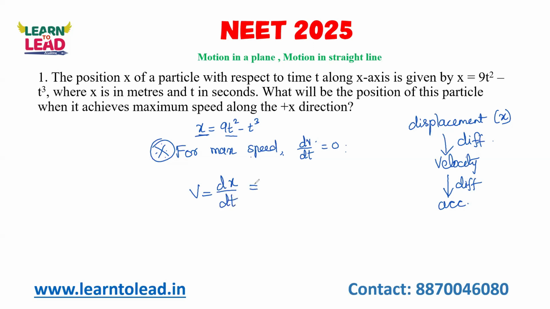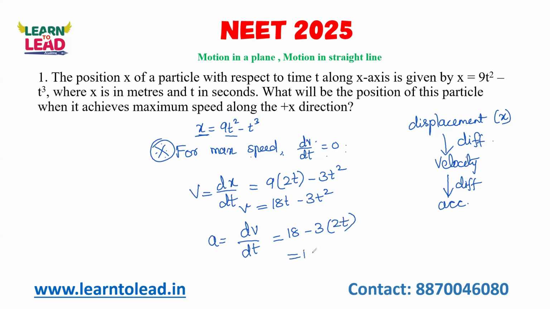Differentiate the given displacement equation, dx by dt, with respect to t. 9 into, if you differentiate t square, it is 2t, minus 3t square. So 18t minus 3t square, that is the velocity. To attain maximum speed, you should make dv by dt equal to 0. Again, you differentiate the velocity with respect to time, you will get acceleration. 18 minus 3 into, if you differentiate t square, 2t, so 18 minus 6t. Make dv by dt equal to 0. So 18 minus 6t is equal to 0, so t is equal to 3 seconds.